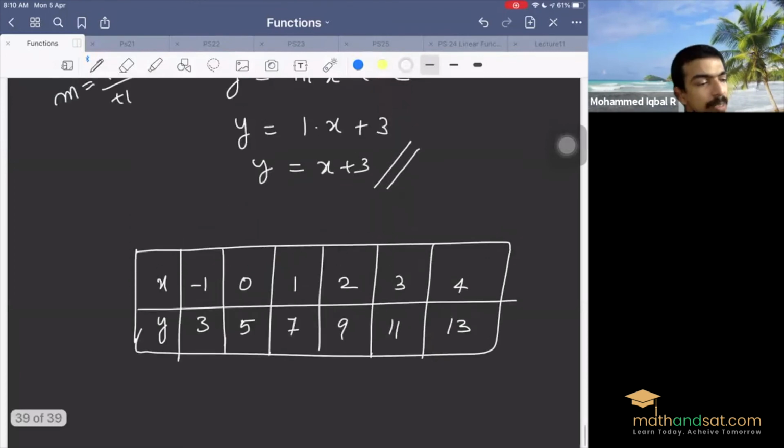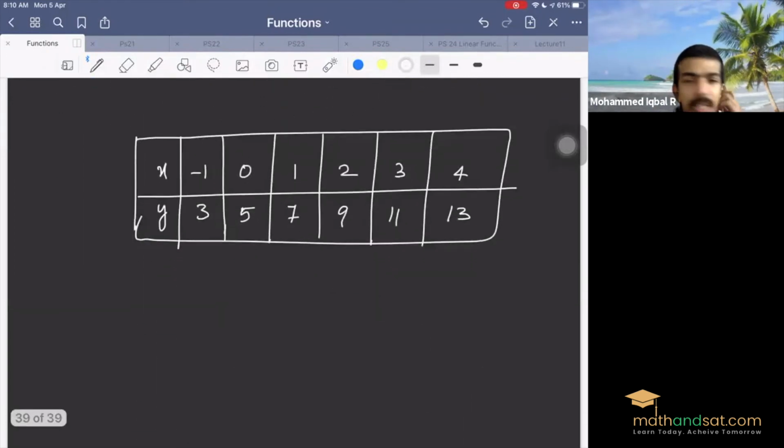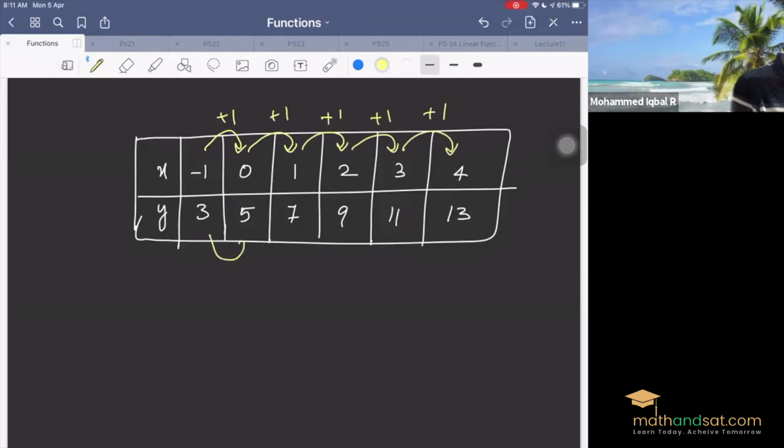No, I already described. First of all, you have to realize that this is a linear relationship. Do you understand that this is a linear relationship? Because for constant changes here, 1 plus 1 plus 1 plus 1 plus 1, correspondingly this is plus 2, plus 2, plus 2, plus 2, plus 2, right?